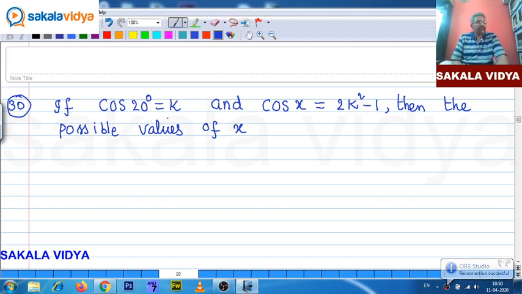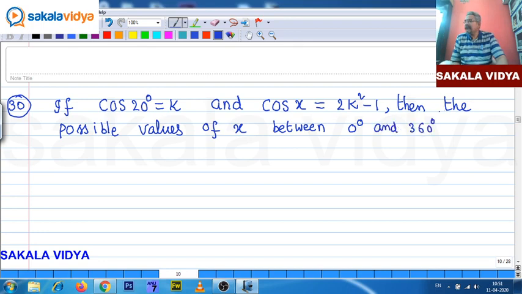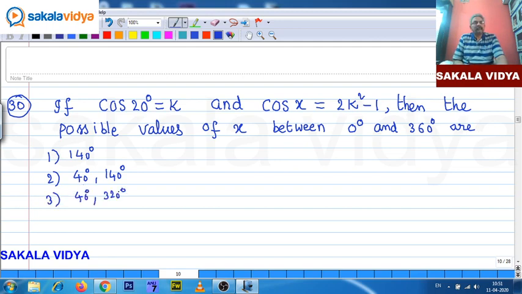So if cos 20 degrees is equal to k and cos x equals 2k square minus 1, then the possible values of x between 0 degrees and 360 degrees are: first option is 140 degrees, second option is 40 degrees and 140, third option is 40 degrees and 320 degrees, and fourth option is 50 degrees and 130 degrees. This is the question.